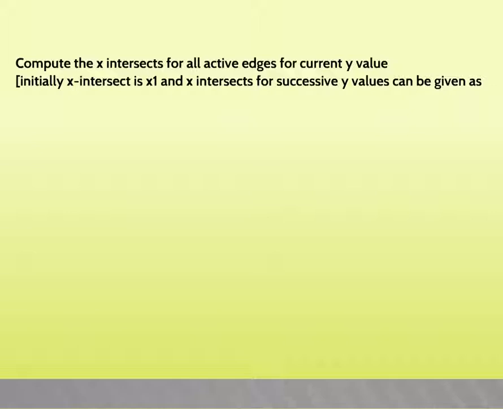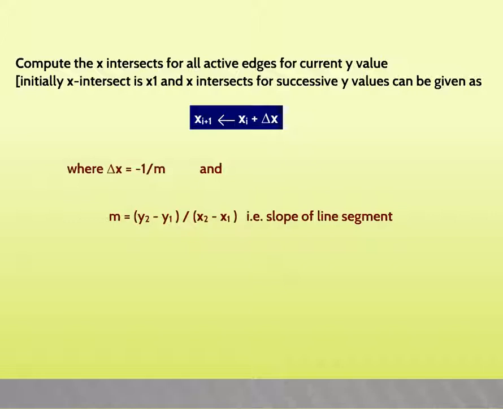Compute the x-intersects for all active edges for the current y value. Initially, x-intersect is x1 and x-intersects for successive y values can be given as x i plus 1 equals x i plus del x, where del x is equal to minus 1 by m and m is equal to y2 minus y1 by x2 minus x1, that is the slope of the line segment.